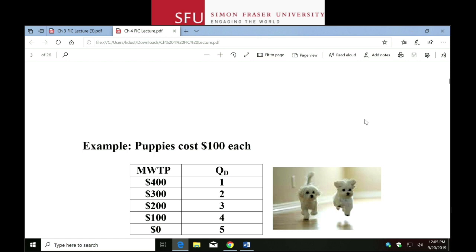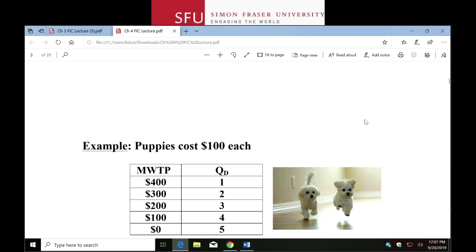They cost $100 each. All right, so for each puppy, you would consider, am I willing to pay enough money to cover the cost? All right, so first one, are you willing to pay enough? Yes, $400, you're willing to pay enough to cover the price. Second puppy, will you buy it? Yes. Third puppy? Yes. Fourth puppy? Just barely, but yes, you are willing to pay the price. Fifth puppy? No, you're not going to buy the fifth puppy.